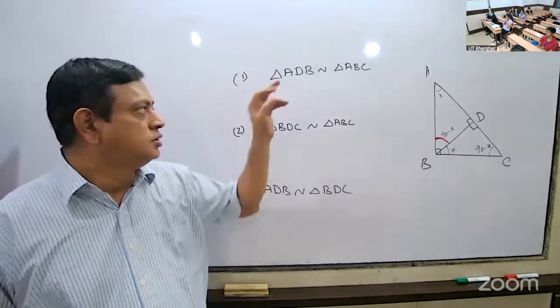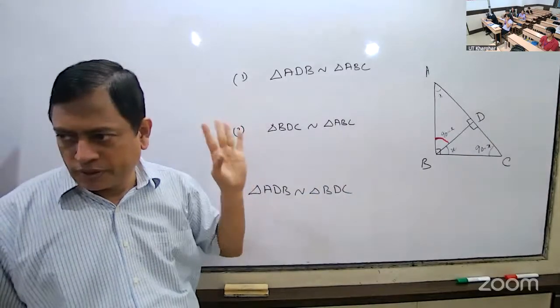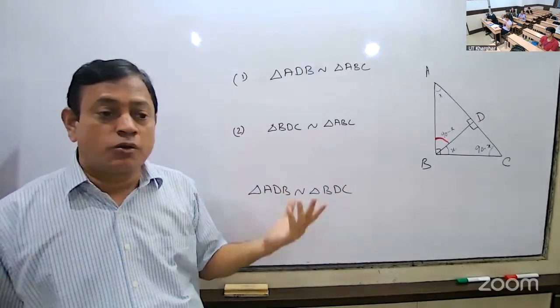Now here, all the three pairs are similar. This property was there before.